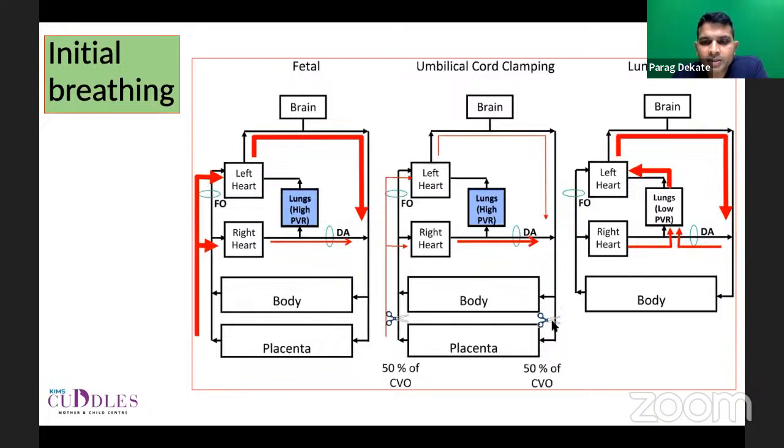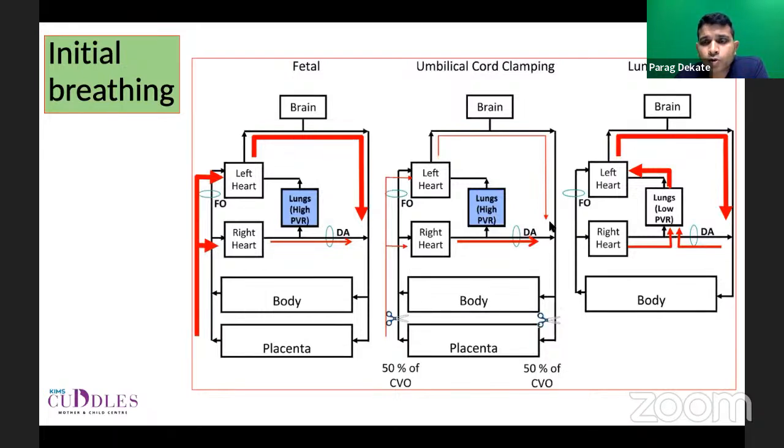The placental circulation is taken away. Now the body blood has to go back. You can see the blood crossing the foramen ovale from the right side to the left side goes down significantly. During this time, we have to maintain the cardiac output. How is it maintained? It is maintained through the right heart, through the ductus arteriosus. Once the placental circulation is gone, less blood is going into the RA from the RV as well as through the foramen ovale into the left heart. So that's why the blood flow comes down.